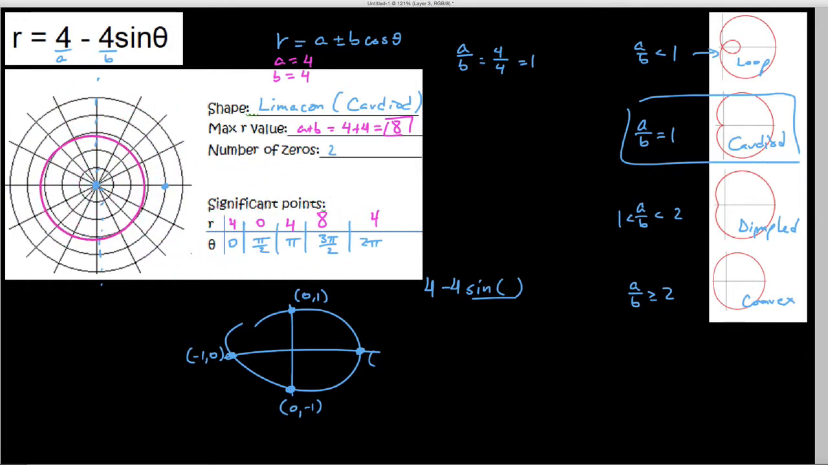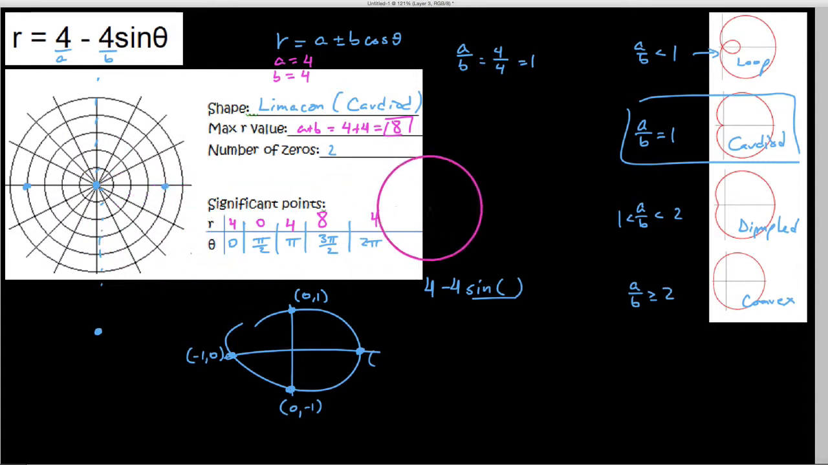At pi, we go out 4 units in that direction, 1, 2, 3, 4. And then at 3 pi halves, we're going to have to use the power of imagination here: 1, 2, 3, 4, 5, 6, 7, 8. So here's our 8. And then at 2 pi, it comes back around to 4 again. So we get this graph here.